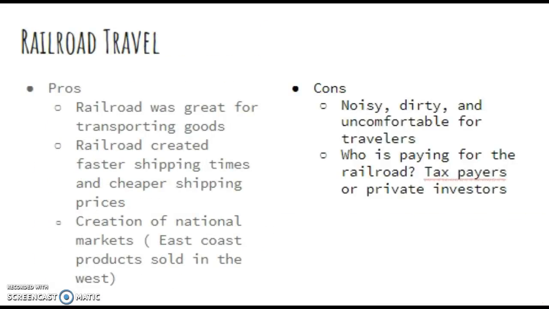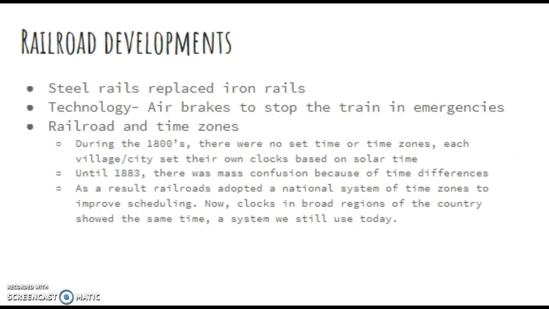Okay, railroad travel. There were some pros. The railroad was great for transporting goods. Railroads created faster shipping times, cheaper shipping prices, and the creation of national markets. East Coast products could now be sold in the West because of train travel. But railroads were very noisy, dirty, and uncomfortable for travelers at first. And who was paying for the railroad? Taxpayers or private investors. Understand that railroad travel gets a lot better, but starting out, it really was uncomfortable for travelers.